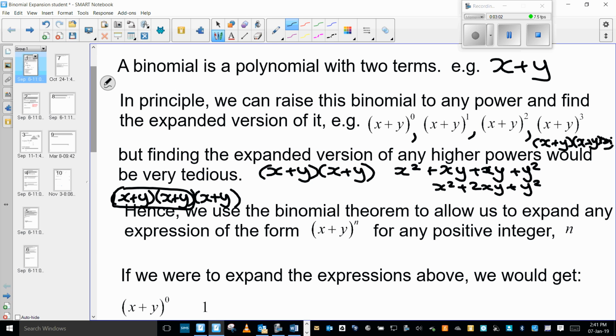But as you can see, that's just going to the power of 3. It's boring, and very, very easy to make a mistake. So what we want to try and do is find a quick method. This is where we're going to use the binomial theorem. We're looking at x plus y to the power n, where n can be any positive integer.